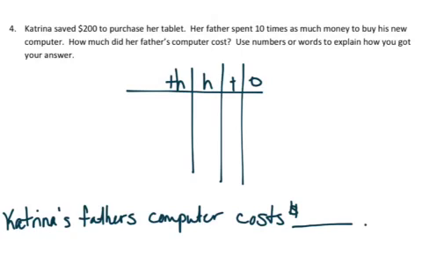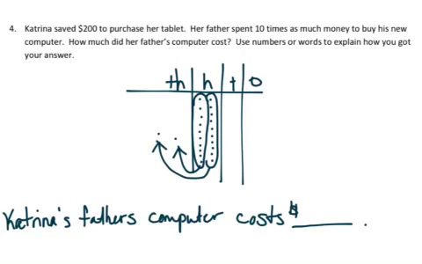Okay, so Katrina saved $200 to purchase her tablet. I'm going to put that on my place value chart, and I'm just going to place my 2 dots right here in the hundreds column to represent 200. Her father spends 10 times as much, so I'm going to have those 2 dots, and I'm going to multiply it by 10. Okay, so that gives me 20 hundreds, and I can regroup. 10 hundreds becomes 1,000, and this 10 hundreds becomes another 1,000. So Katrina's father's computer costs $2,000.